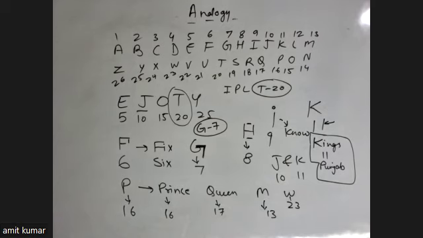M and W. M is always looking like 3, but if it is downward, it is 13. If it is upward, that is 23. Is it clear? M and W. M is always looking like 3. Very good. If it is downward, it is 13. If it is upward, then it is 23. There is another way to remember.